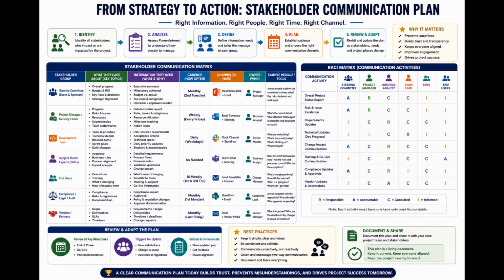The final step is to formalize this strategy into a simple, readable matrix and share it with your core project team. A standard RACI matrix, responsible, accountable, consulted, informed, is an excellent way to summarize these communication rules visually alongside your regular plan. Just like project requirements, stakeholder dynamics will shift over time, so you must revisit this plan at major project milestones to ensure it still makes sense.